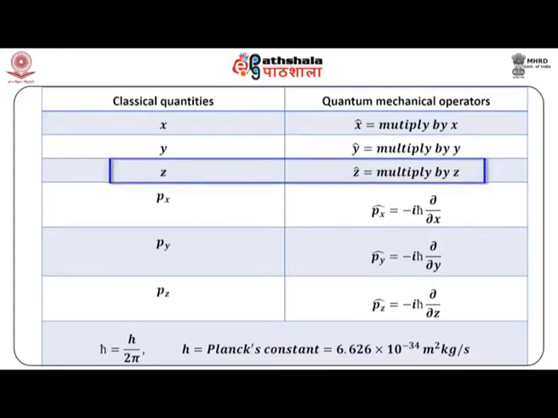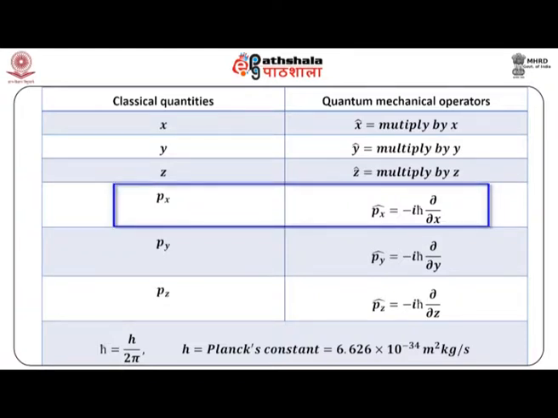And similarly, for z, the quantum mechanical operator is z caret, and again it involves multiplication by z. And now we come to the linear momentum operators Px, Py and Pz. The quantum mechanical linear momentum operator in x direction is represented by Px caret and is equivalent to minus iota h cross del by del x.